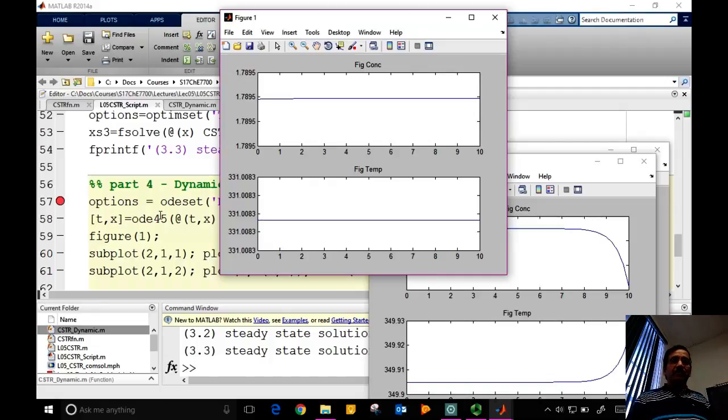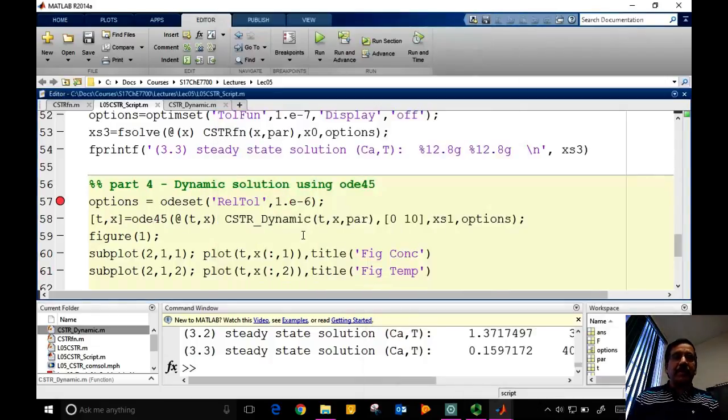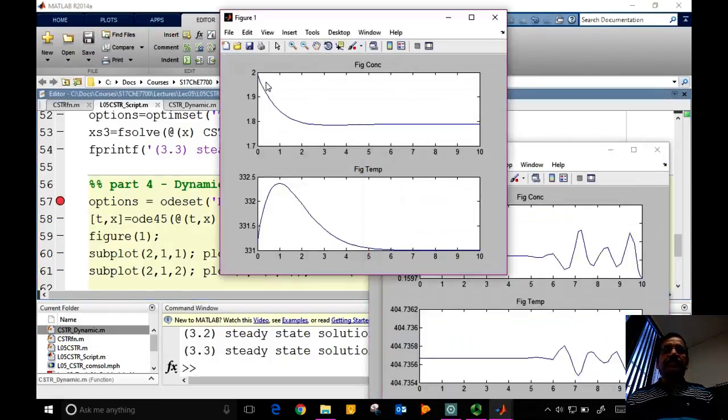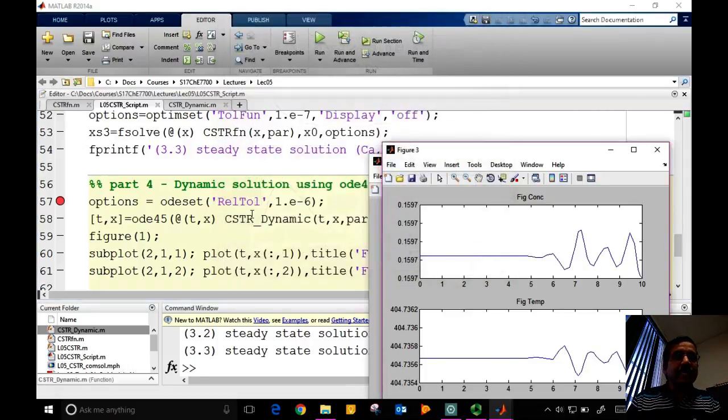So if I perturb the steady state to some other value, instead of XS1, I say plus 0.2, for example, then I'm perturbing the initial guess from the steady state. So let me save this and run it again. And you see the initial state is perturbed, but it goes back to the steady state. So it's a stable steady state, the first one. The second figure shows the second steady state.